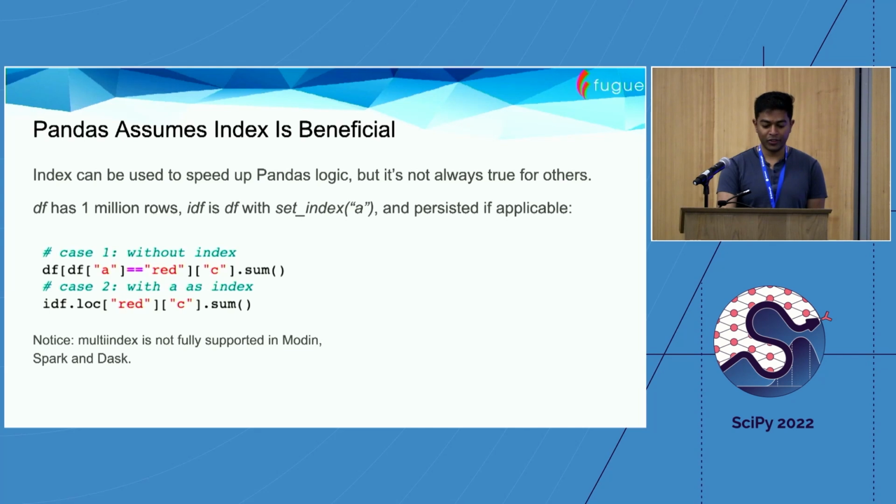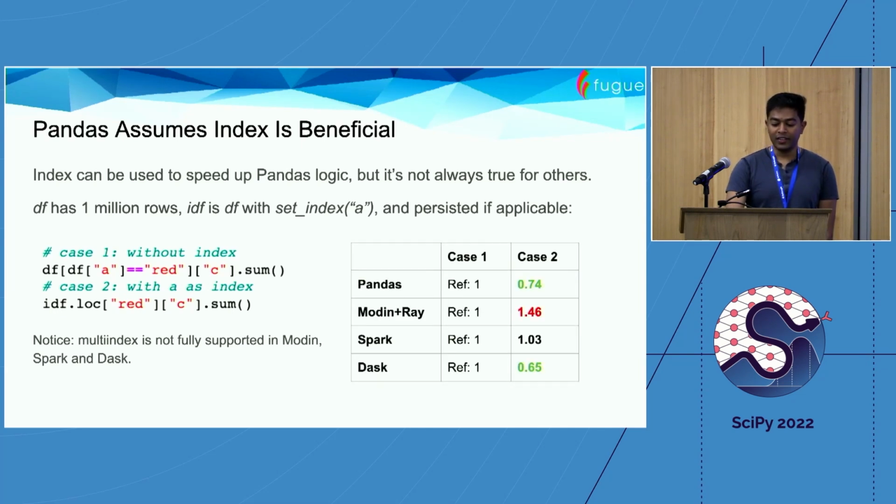There are two different methods of doing this. The first method simply accesses the column values directly and computes the sum there. The second method indexes first and then uses that index to perform the same operation. Here we can see that Pandas is faster with the second case. However, that is not the case for Modin, which is significantly slower.